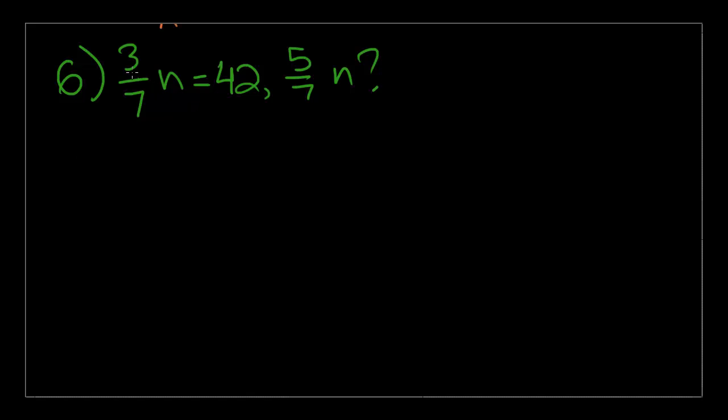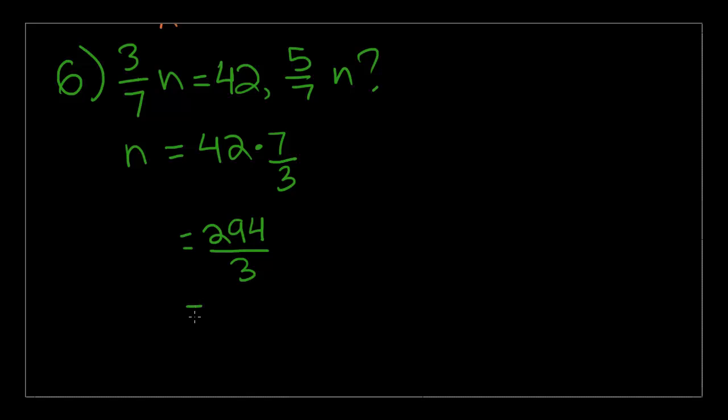And be careful, this isn't 3/7 of 42. This is 3/7 of n, which we don't know yet. So n would be equal to 42 divided by 3 over 7, or multiplied by 7 over 3. 42 times 7 is equal to 280 plus 14, 294, which will be divided by 3, and we would get 98. There we go. That was easier than I expected to calculate. So n is equal to 98.